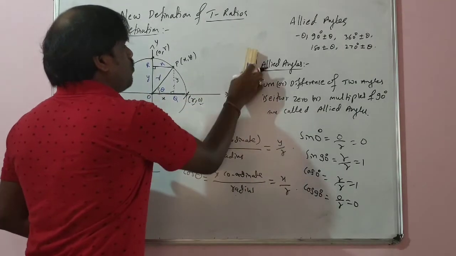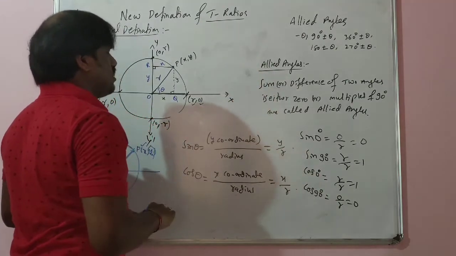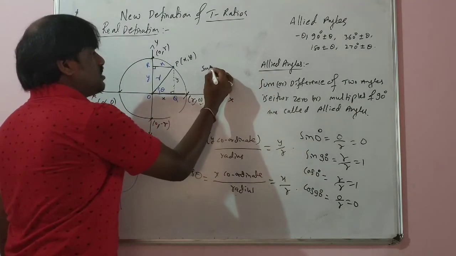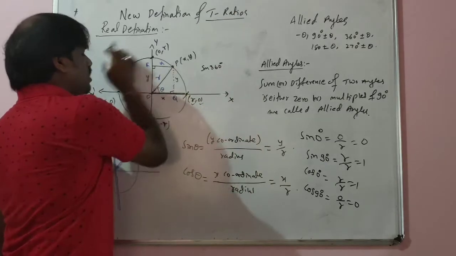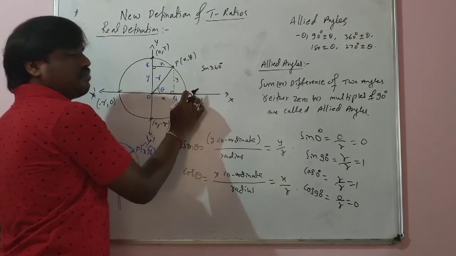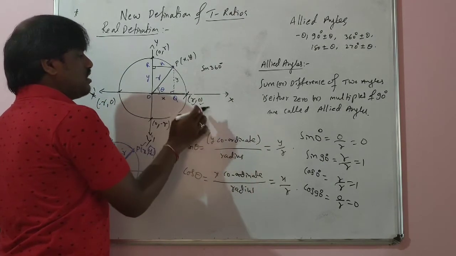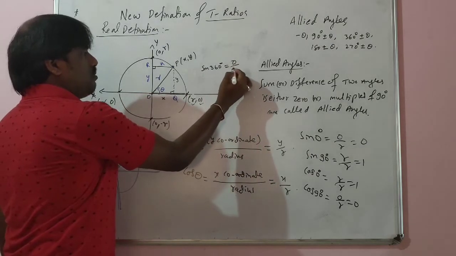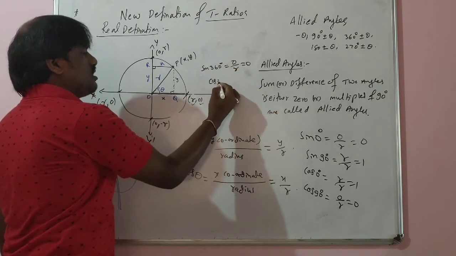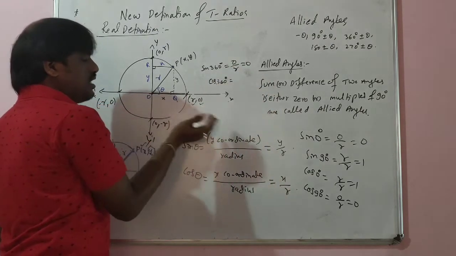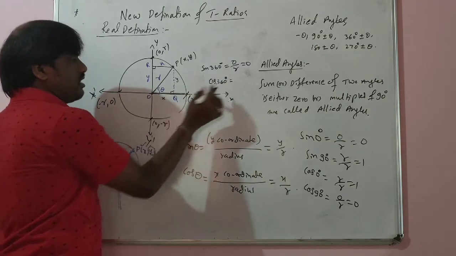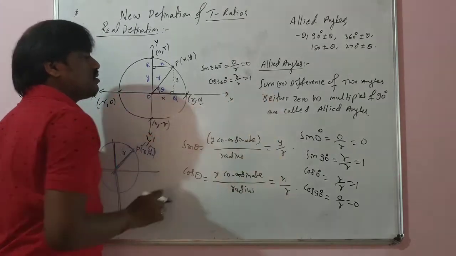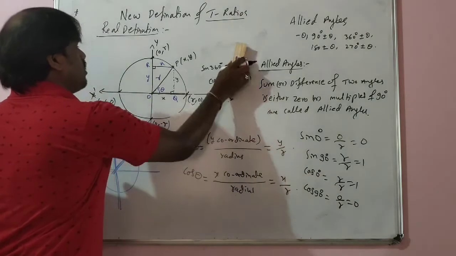Okay, now let us go for 360 degrees here. Sine 360 degrees. Sine 360 means again you come to this place. So sine 360 is y coordinate, 0 by radius, that is 0. Cos 360 degrees, that is how much here? Cos is radius by radius, that is equal to 1. So this is the way you will understand this concept.